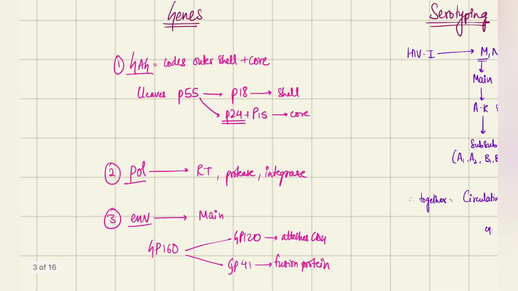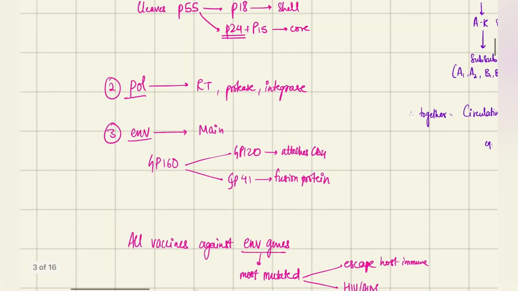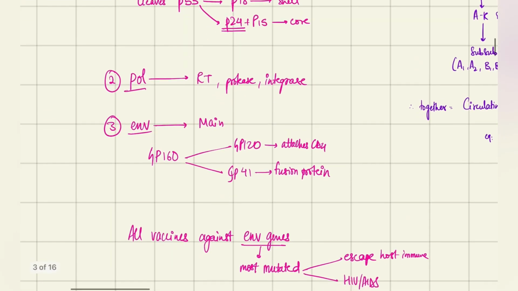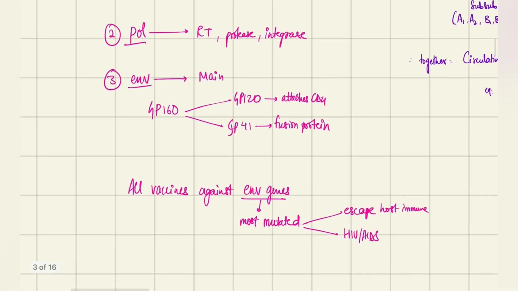The Pol gene is responsible for formation of the enzymes. Which enzymes? As I mentioned earlier, reverse transcriptase, protease, and integrase. The ENV gene is the main one, and as the name suggests, it is responsible for the envelope. We know that GP120 and GP41 are the protein components of the envelope. What are these made up of? GP160. Almost, 120 plus 41 is roughly 160, so you can remember it that way. GP160 cleaves into GP120 and GP41.